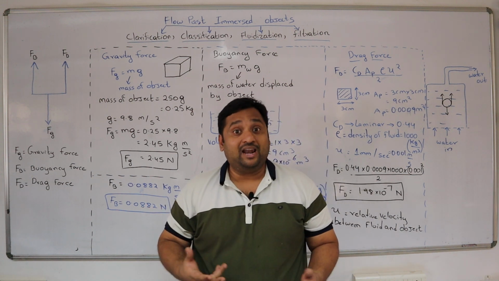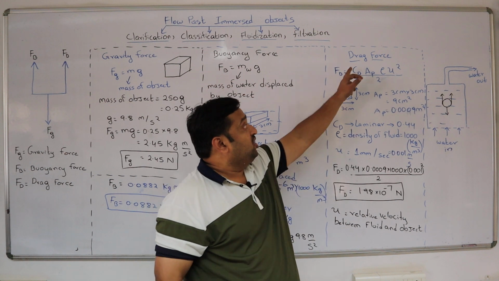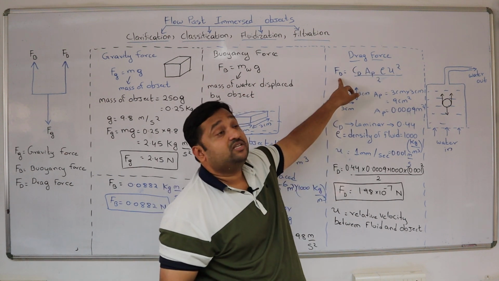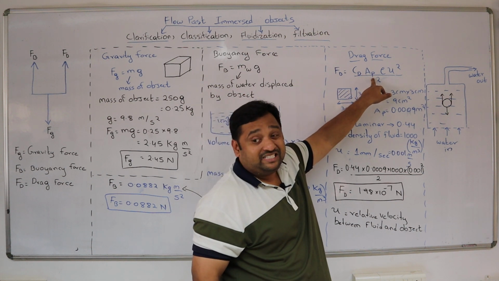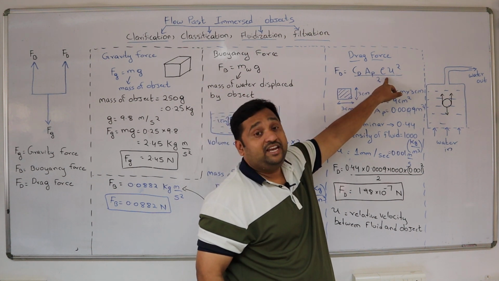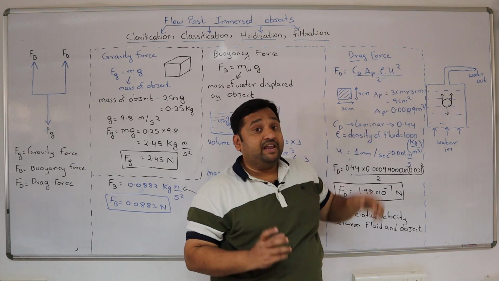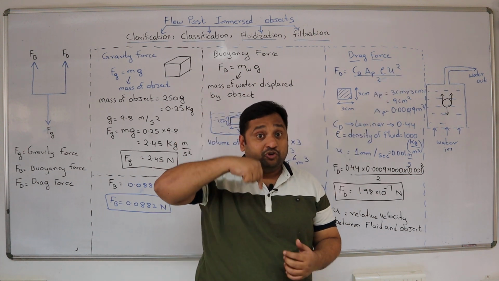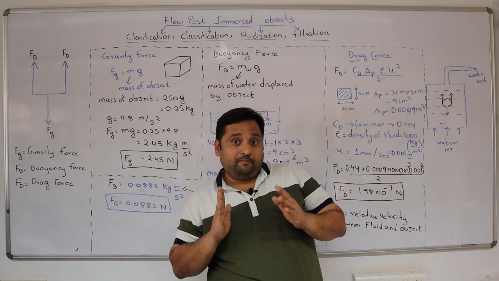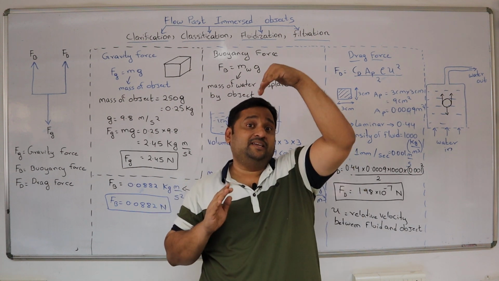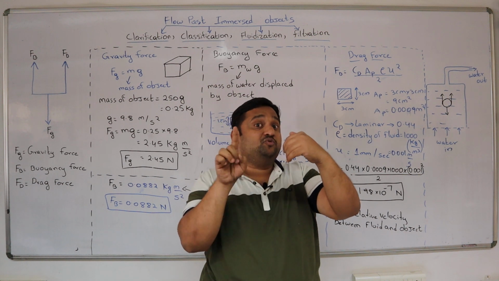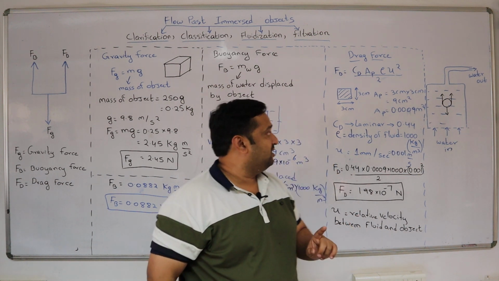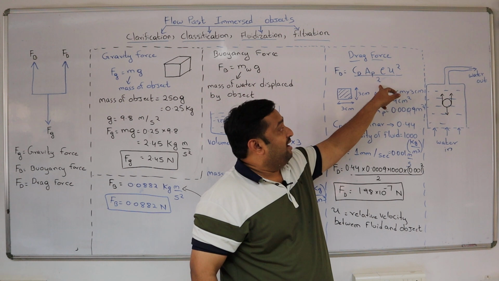Let us see how to calculate the drag force. To calculate the drag force, you have to use this formula. Okay, CD is the drag coefficient, AP is the projected area of the particle, rho is the density of the fluid, U is the velocity of the particle relative to the fluid. For example, if the particle is moving in this direction, the water is moving in the opposite direction, the difference between these two velocities is called the relative velocity, okay, and divide by 2.